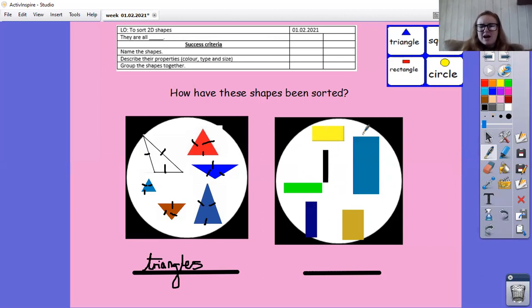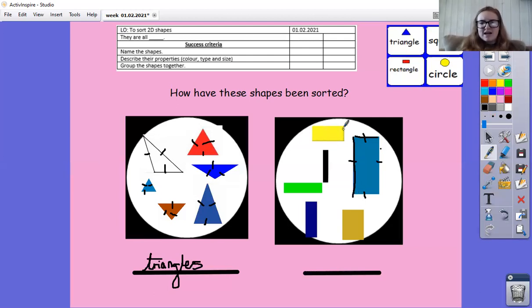Let's have a closer look. How many sides does it have? 1, 2, 3, 4. So it has 4 sides. So a rectangle needs 4 sides. Do all the sides need to be equal for a rectangle? No, they do not. So this side here is not the same length as this side. So that means that this is a rectangle.